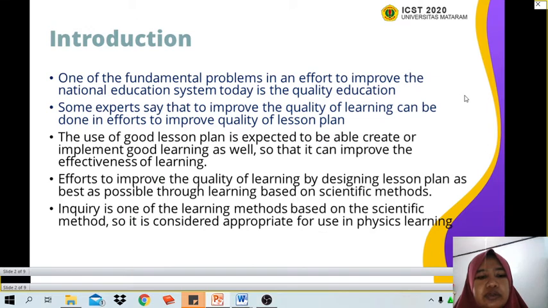And one of the learning methods based on the scientific method is inquiry. Why do we use inquiry? As we know, inquiry can train the students to be active, and inquiry makes the teacher a facilitator. So the use of inquiry learning can improve students' understanding in learning, so it is considered appropriate for use in physics learning.